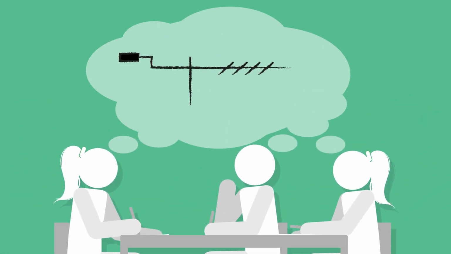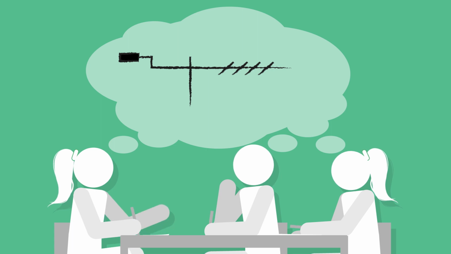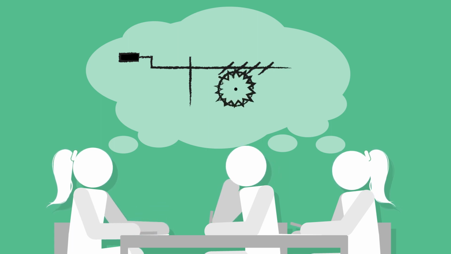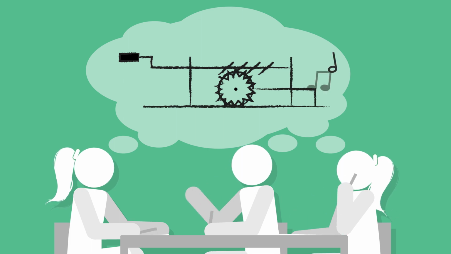Crank, we could turn a worm gear. Yeah, and it'll rotate the gear. The teeth on the gear will move the metal strips to produce the music.